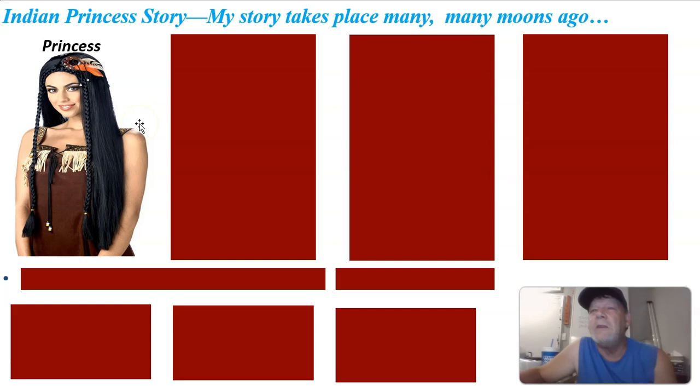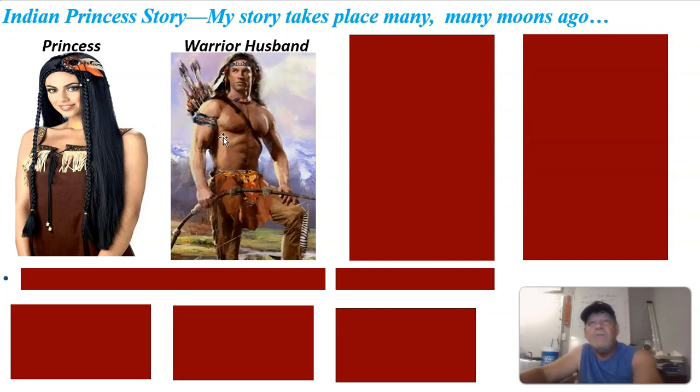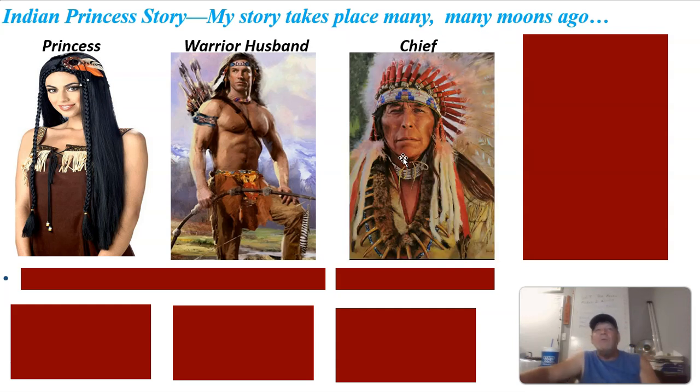There was a beautiful Indian princess who was the only child of the chief. And the chief was happy when she found a warrior husband who was the strongest and most brave warrior. The chief was even more happy when they had a son. Now, the hierarchy in this particular tribe would say that the princess could not be in charge, but her son could be chief someday.